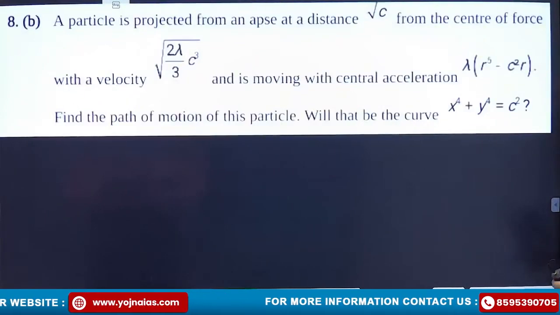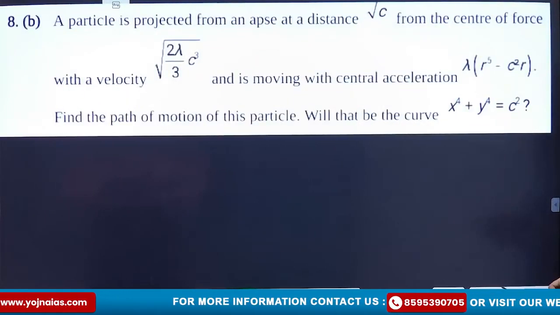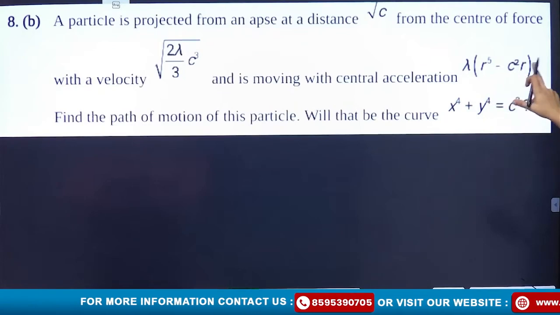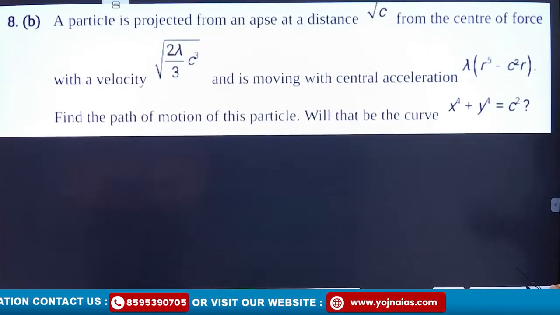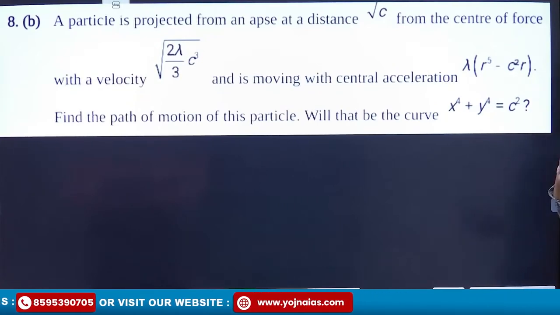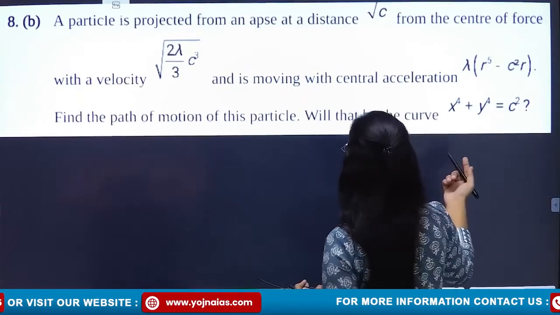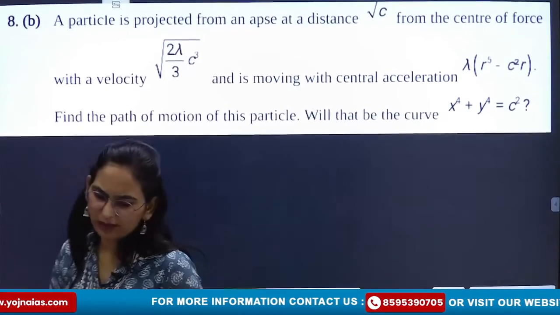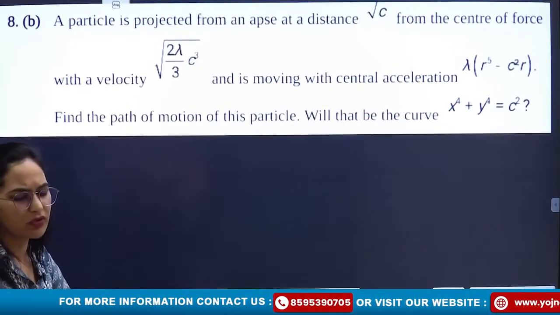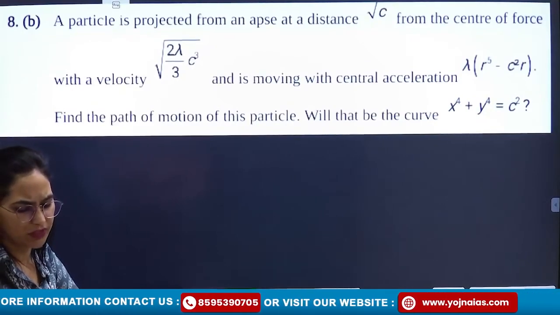Next: a particle is projected from an apse at a distance through the center of the force with a velocity and is moving with central acceleration. Find the path of motion of the particle. What will be the curve? We need to find the path of motion. How would you find it?